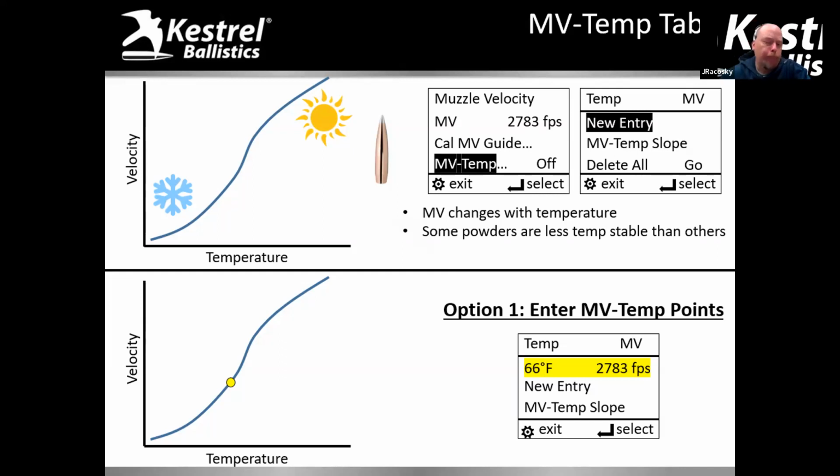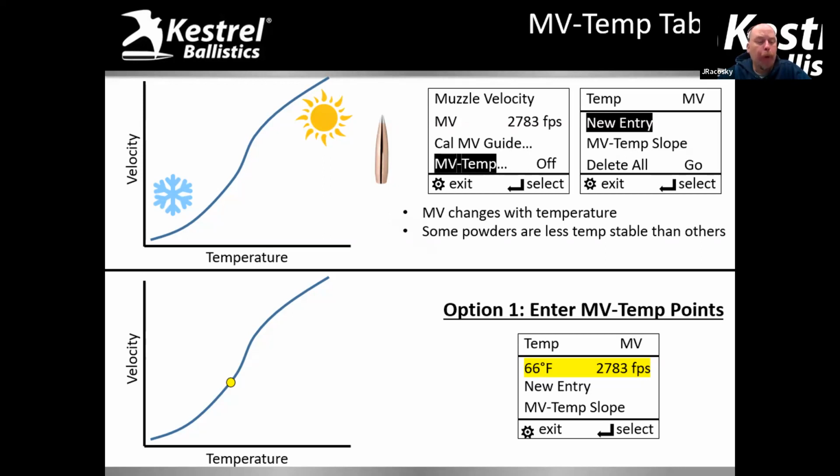So first things first, how do we access the MV temp table? Well, from the main ballistic screen, we're going to highlight gun, go down to gun, hit the center button, and go to MV, hit the center button, and it's going to be below the cal MV that Katie had just talked about. So it's called MV temp. And typically it's going to default to off. If it's off, it's not using the table, even if there are values in the table. If it's on, it's always going to be using the table.